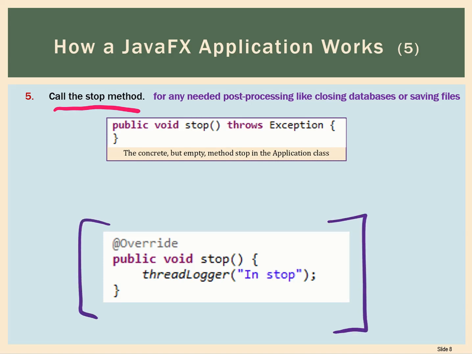In my Hello World JavaFX application, I do override the method, and all I'm really doing is just logging the fact that I'm in the stop method. So I'm not doing very much, but that's the place where you could put all the code that you need to end your program after the GUI is done. And like before, in the JavaFX application class, there's a concrete method, but an empty method called stop. So you do not have to override it, but if you need to do post-processing, this is how you would do it.